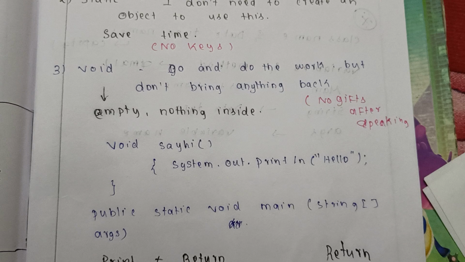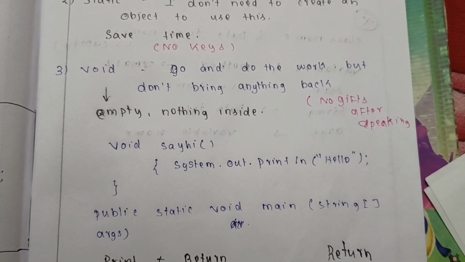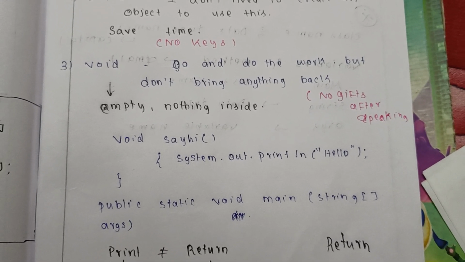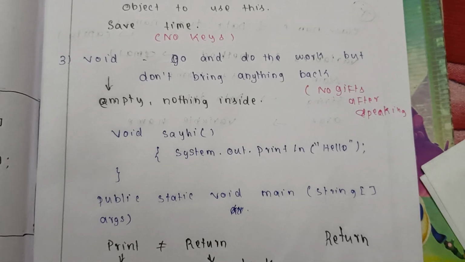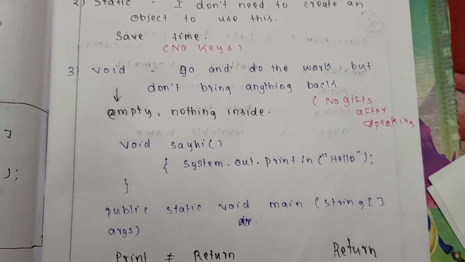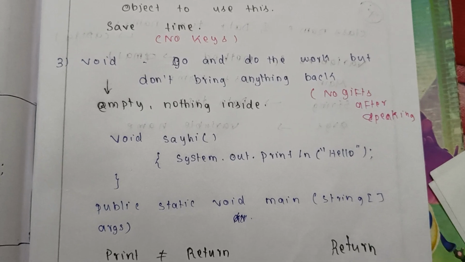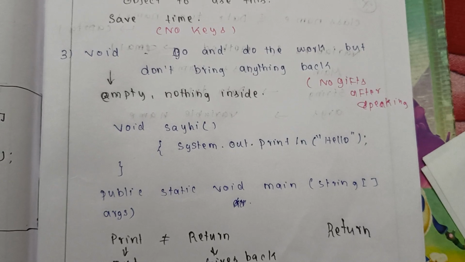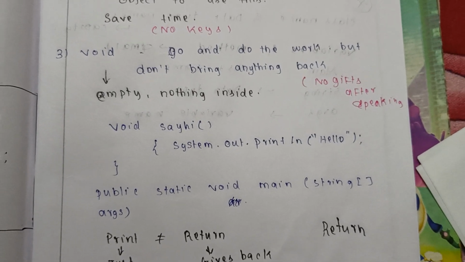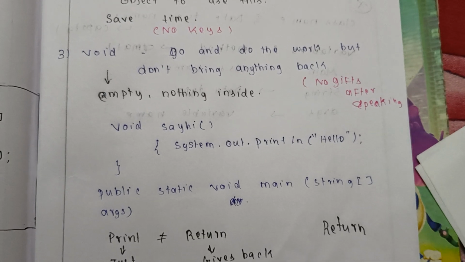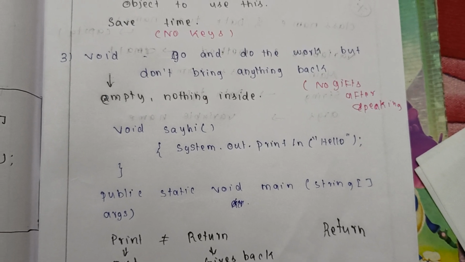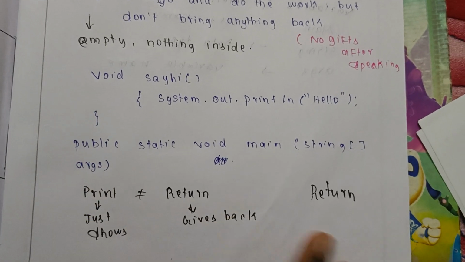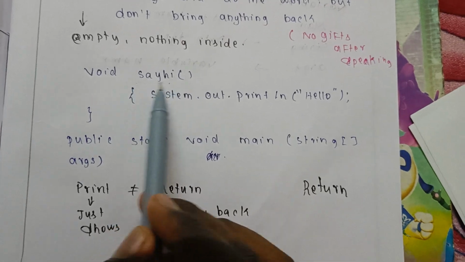If you want to give something back, you will tell what type of thing, like int, string, etc. If you just want to do the job and finish, with no need to give anything, then you write void. Because Java is a strict schoolboy. It wants to know: after I do the job, should I give you anything or not? If yes, write a type like int or string. If no, write void.